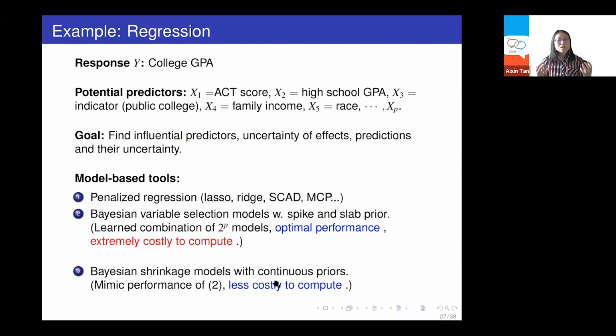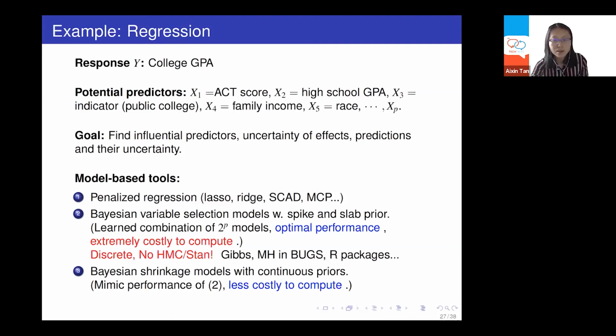And by the way, note, because Bayesian variable selection involves exploring this discrete space of 2^p models, it's not continuous. You cannot use HMC, okay? So you have to go back to the more old-fashioned Metropolis-Hastings.